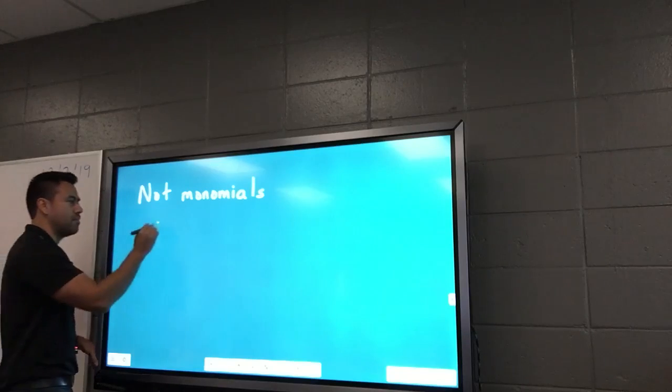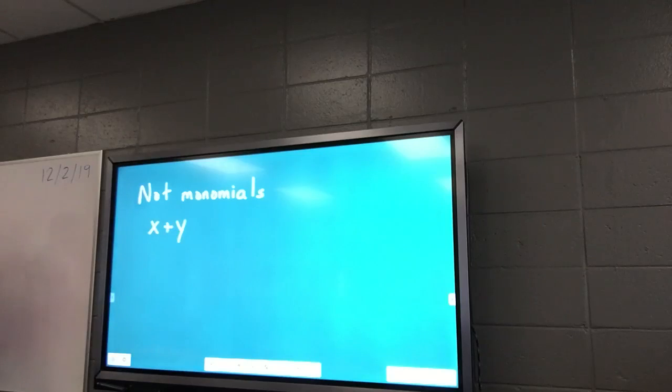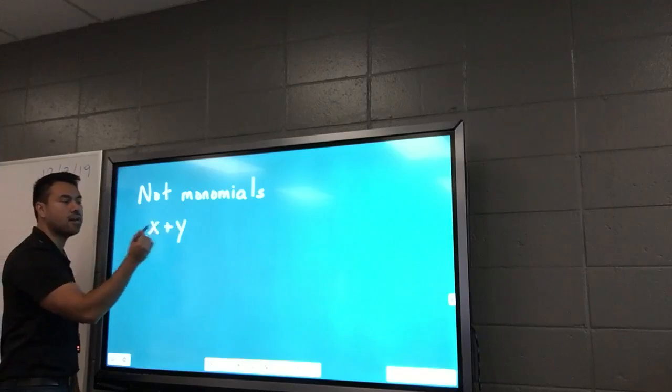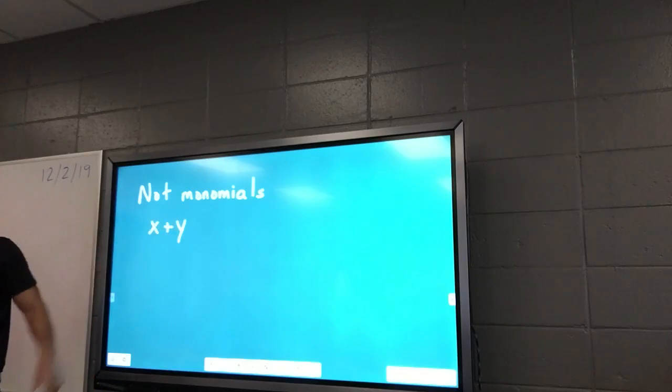Here's the first one. Is that a monomial? Is it just a number? No. Is it just a variable? No. Is it a product? What is this? It's a sum of two variables, not a monomial. That's a sum. That's not a monomial. There's addition going on there.